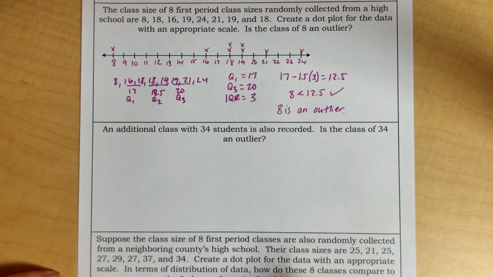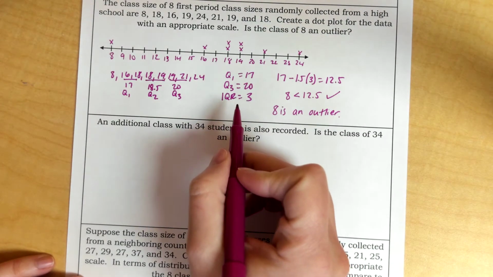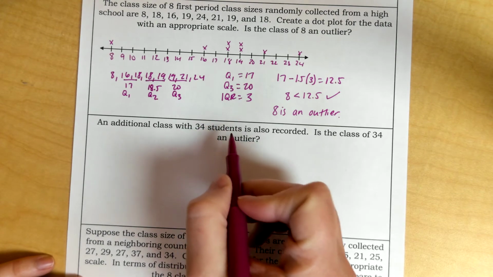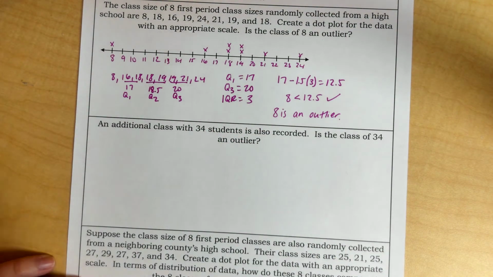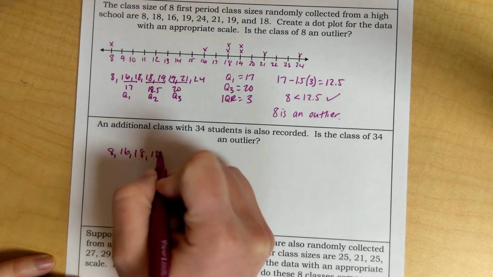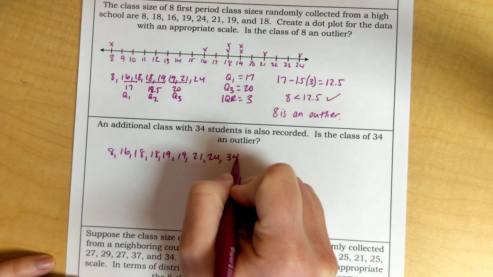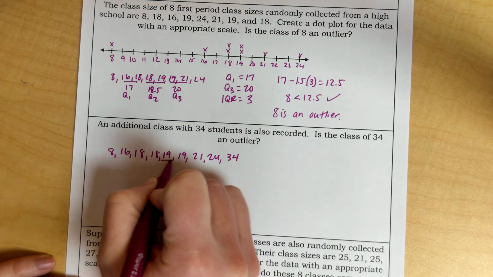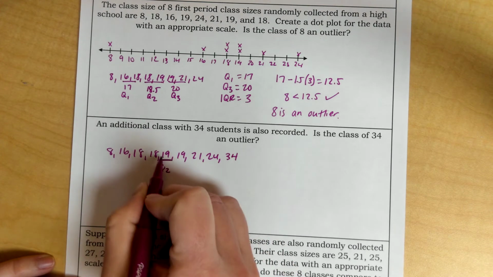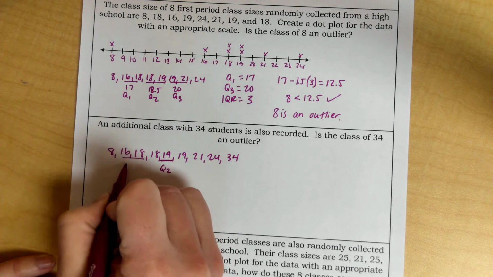An additional class with 34 students is also recorded from this original set. Is the class of 34 an outlier? So again, we have these a little bit different on our numbers now. We're going to have to recalculate. So we have 8, 16, 18, 18, 19, 19, 21, 24, and now 34. So our middle number here is going to be a second quartile of 19.